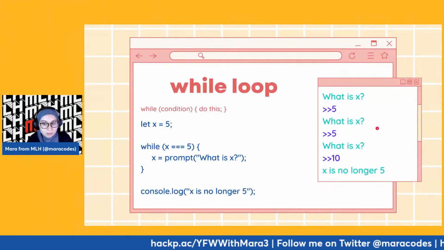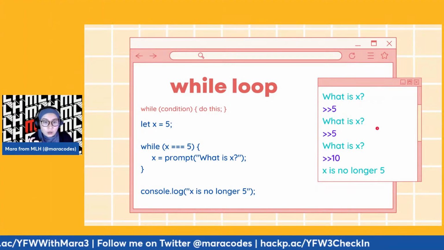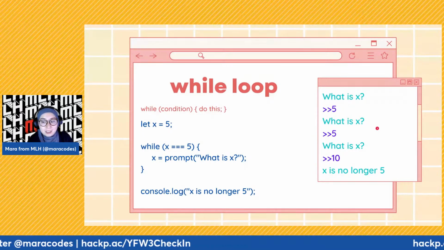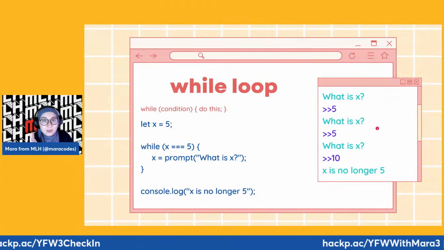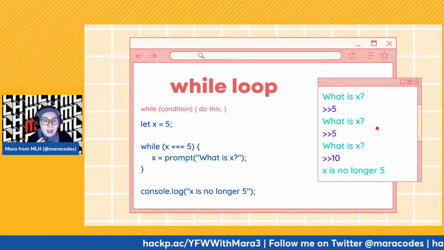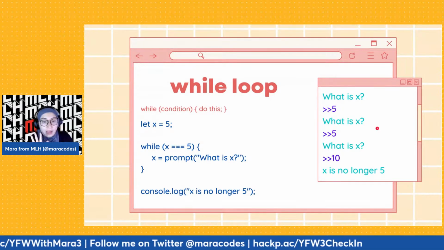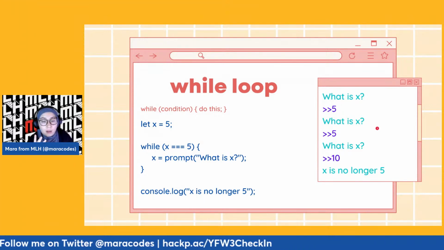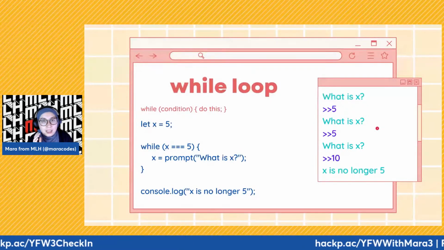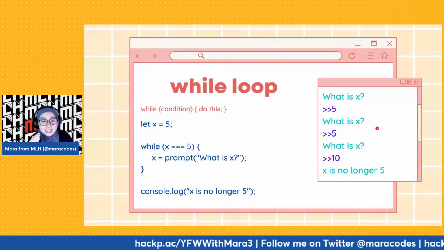So if we talk about actual code, here's an example of this. While condition, do this. First, I'm going to let x be 5. The reason I do let instead of const is because I'm going to be changing what x is later on. While x is equal to 5, I'm going to prompt, what is x? And then that's when I allow the user to redefine what x is.